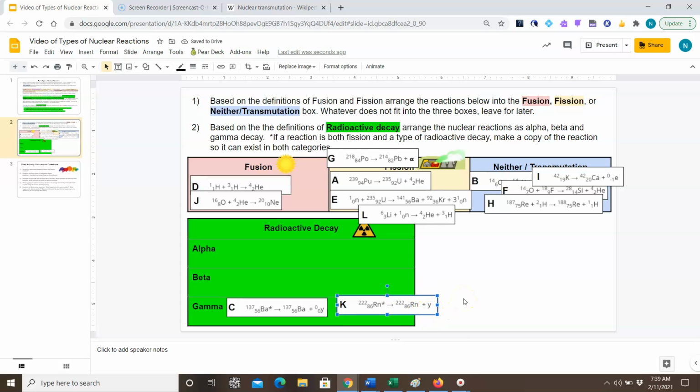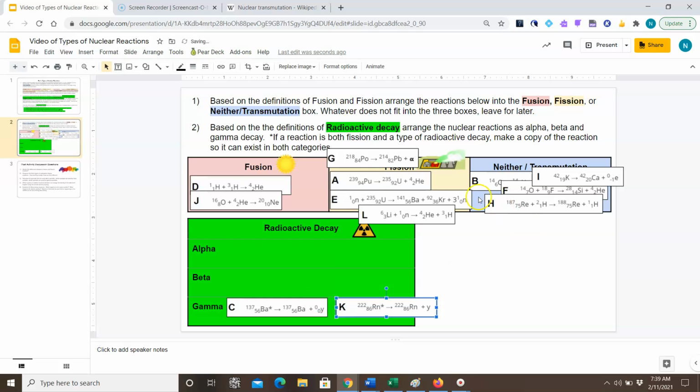So if you look at these reactions, you notice they have the same sort of pattern here. One reactant or parent isotope, and two products, one of which is a daughter isotope, a stable barium, and then a gamma particle. So you know it's gamma because one of the products is a gamma particle.